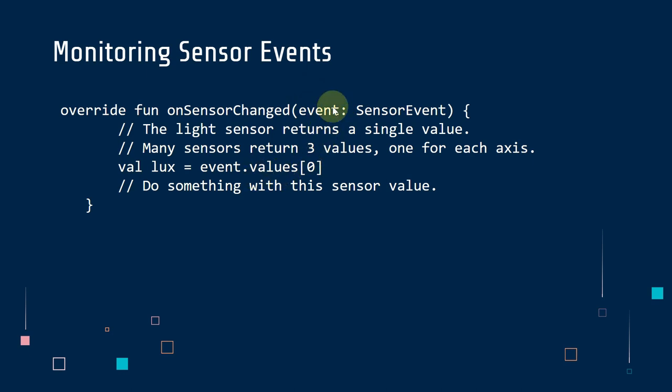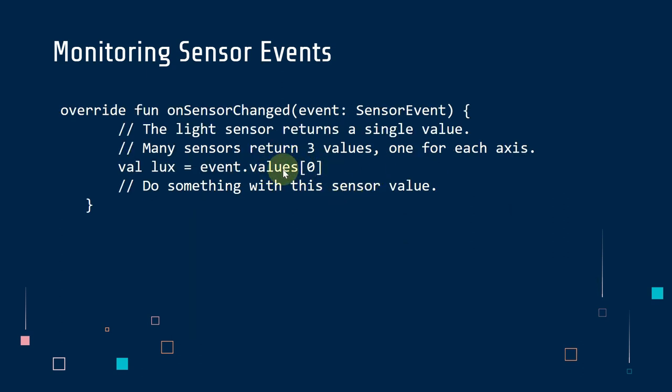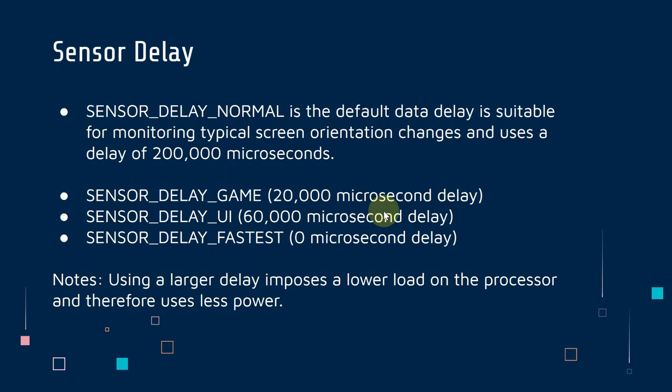Such as in this case, if we have the light sensor, you can access the lumens value of the surrounding phones. The event values here may have different purposes. You need to open the Android developer documentation to know the specific information about specific sensors, about the values of the specific index here. So I'm going to show that later.